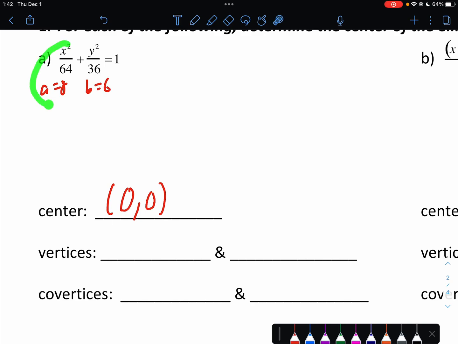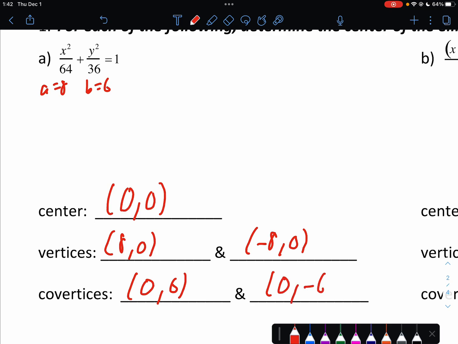A is under x, so I'm going to move 8 in the direction of left and right from the center. B is under y, so for the covertices, I'm going to move 6 in the directions of up and down from the center. And from there, we can find the foci as well.